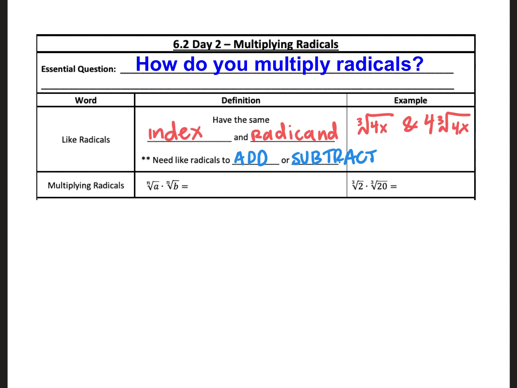Your next definition is for multiplying radicals. If you do the nth root of a times the nth root of b, you can combine it and do the nth root of a times b. Again, for my example, we have the cube root of 2 and the cube root of 20. That's the same as the cube root of 2 times 20, which is the cube root of 40.